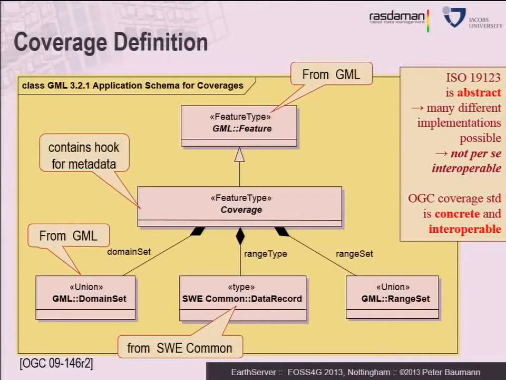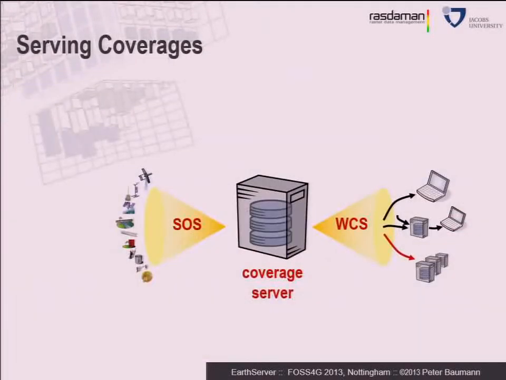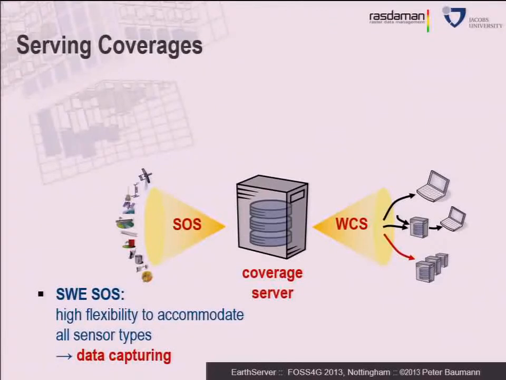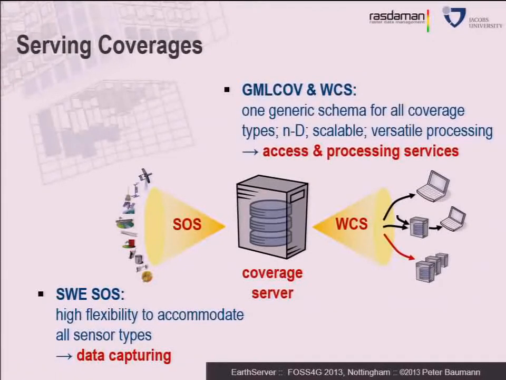So what is the idea behind having a coverage? Well, it will help integration of data, because you have a unified model that takes on observations from a very different variety of sensors and puts them within a generic schema that can serve out n-dimensional data in n-dimensional coordinate systems. So from one side, you can fill in the coverage with different data sources, and on the other side, you can access and process this data with the aim of the interoperability of systems.